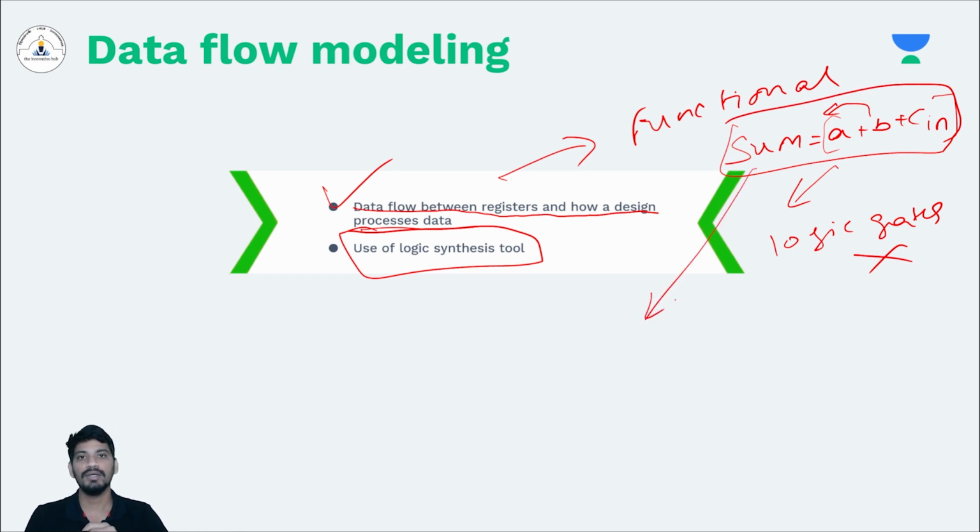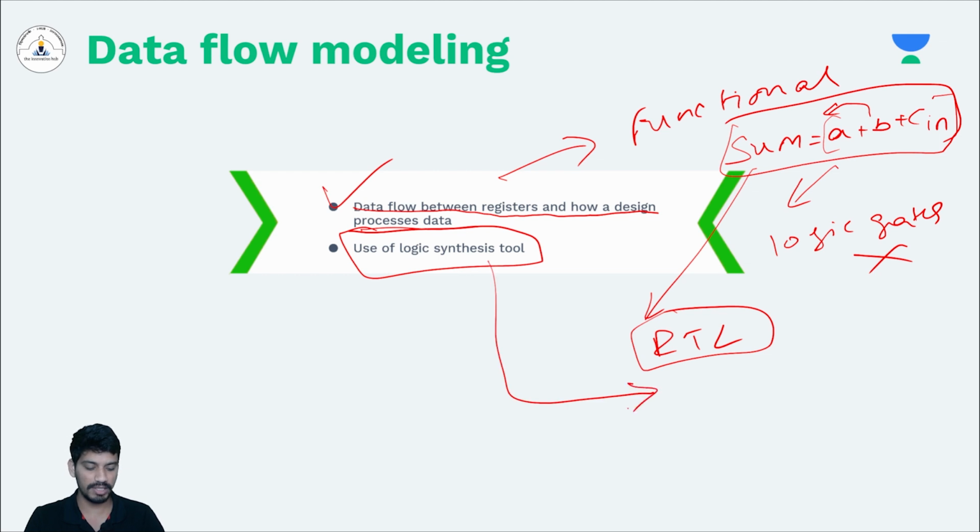In this case, once you write the functionality, this is called RTL, register transfer level. After you write the RTL code, you will use a tool called logic synthesis. That tool will convert your RTL into a gate level netlist. What this means is, the RTL means you have written the output in terms of an expression, or you call it a functionality. Once the expression is written, you give it to a tool called logic synthesis.